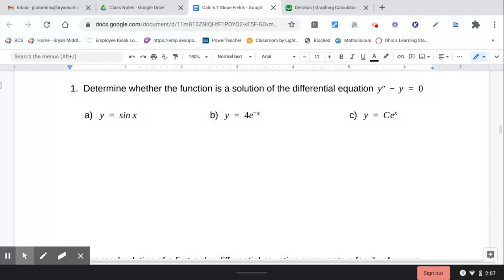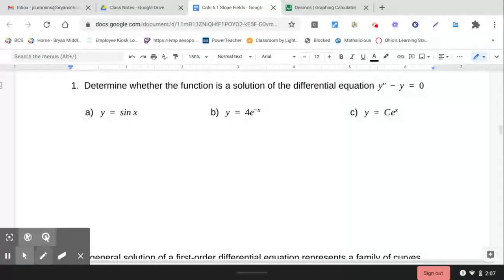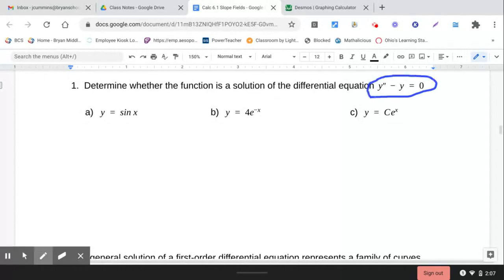We have this differential equation right here: the second derivative of y minus y equals 0. So this has order 2 because it has a second derivative in it. And what we have is several different equations for several different functions, and we want to see if they work. So what we're going to do is plug each one of them into this and see if it works. So we have y equals sine x.